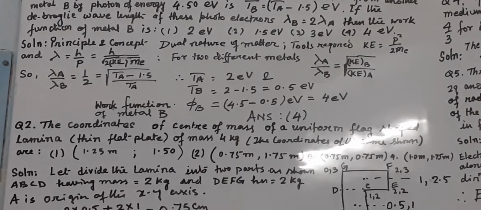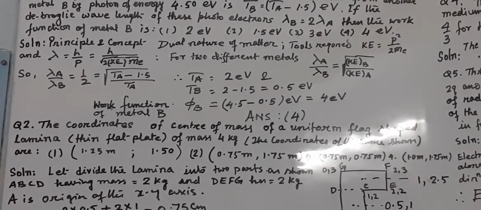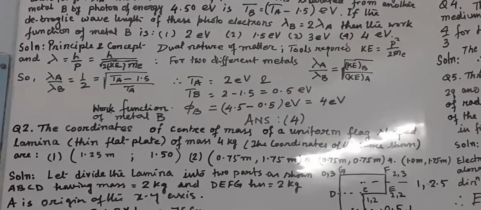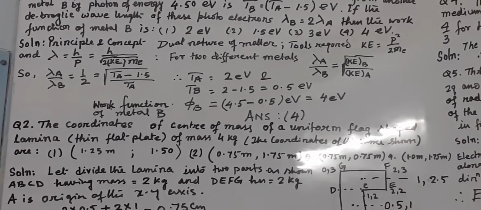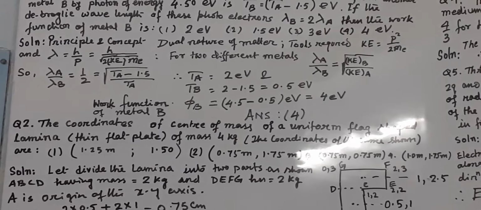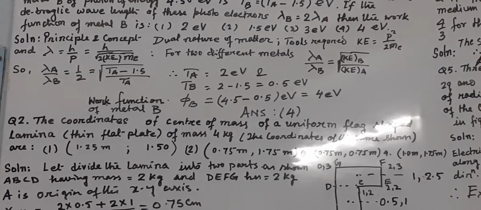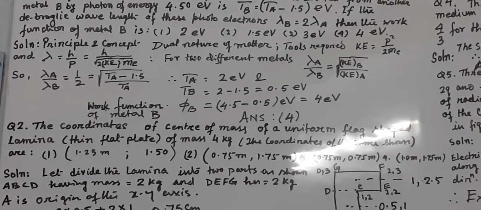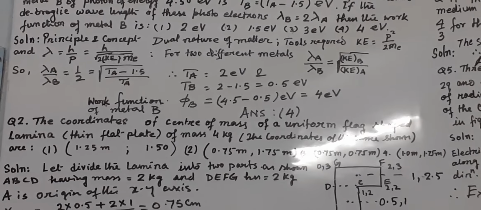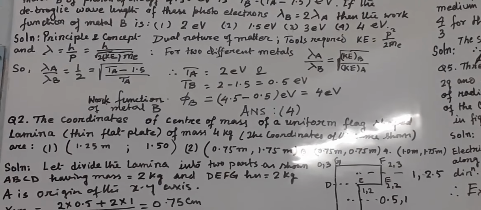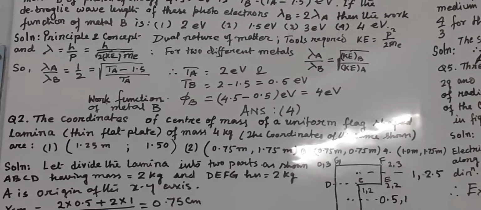So, we can write for 2 different metals lambda A divided by lambda B equal to root under kinetic energy of B divided by kinetic energy of A. Now, lambda A over lambda B is provided, that is half, that is equal to root under T suffix A minus 1.5 divided by T suffix A. That means T suffix A we can calculate, that is 2 electron volt, and T suffix B also calculated, that is 0.5 electron volt. Now, the work function for the metal will be phi suffix B, that is 4.5 minus 0.5, that will give you 4 electron volt. So, the correct answer is choice number 4.